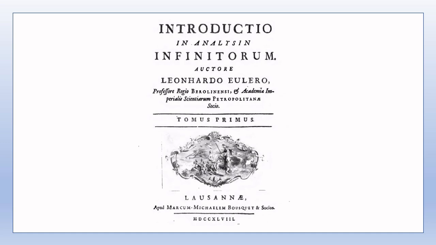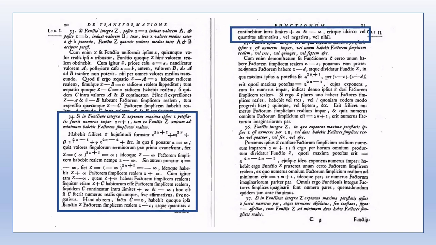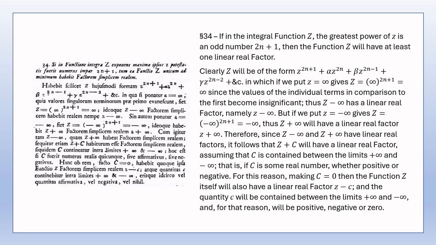I mentioned earlier in the video that every cubic equation has at least one real solution. Here's Leonhard Euler's proof that every polynomial of odd degree has at least one real root, which of course includes cubics, which are polynomials of degree 3. The translation from Latin is my own.